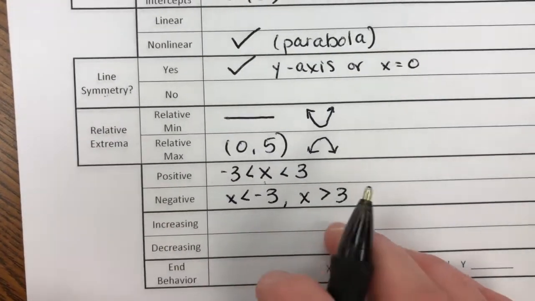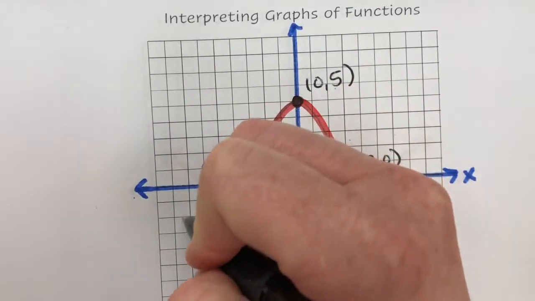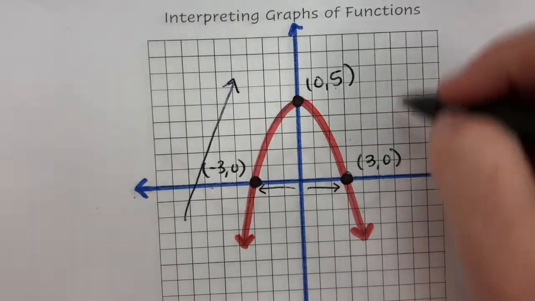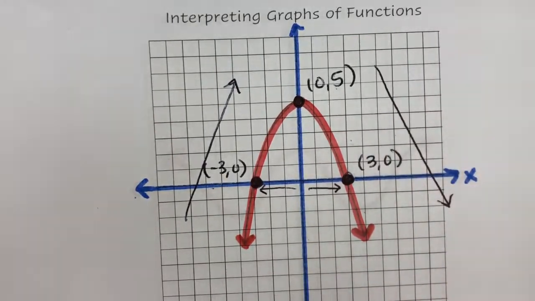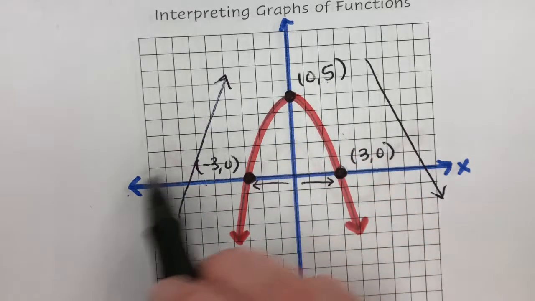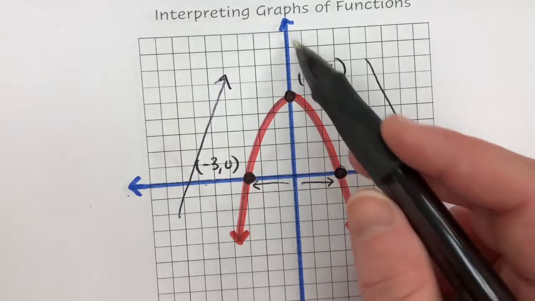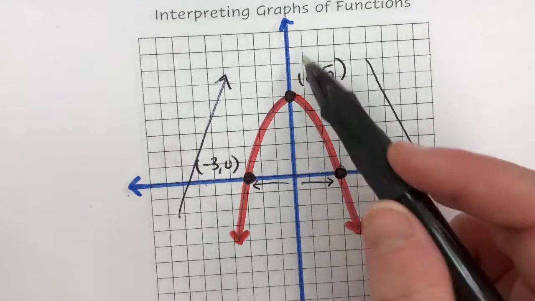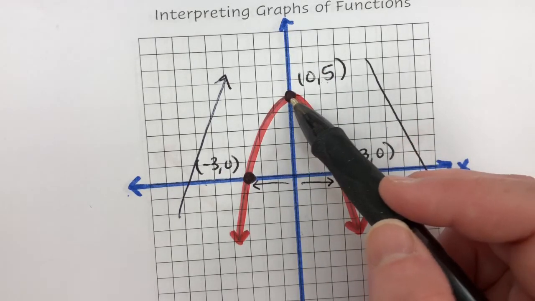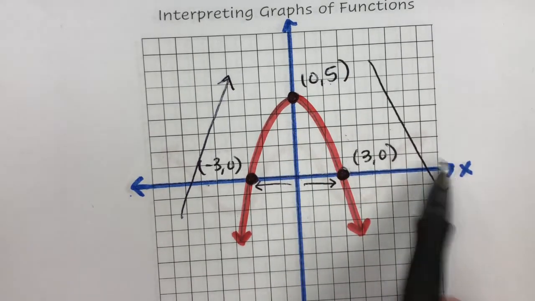Then I have increasing and decreasing. So here's your roller coaster, right? My graph is going up, up, up, up, up, and then I change direction and it goes down, down, down, down, down, right? So where did I change direction at? 0, 5. So on my x-axis, my graph is going up, up, up, up, up, up, up until I get to 0 on the x-axis. Once I get to 0 on the x-axis, my graph turns around and goes back down.